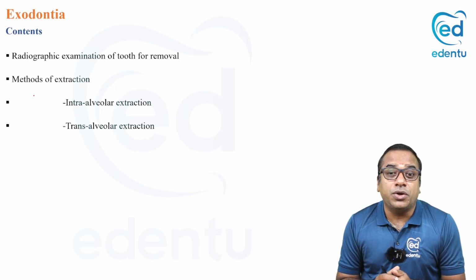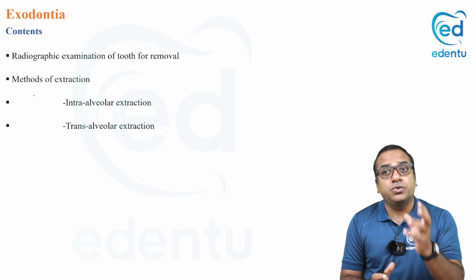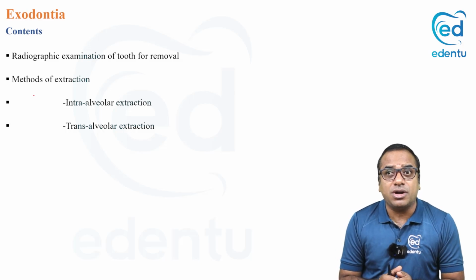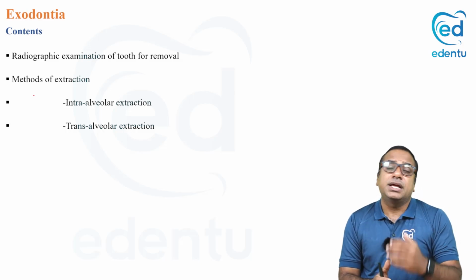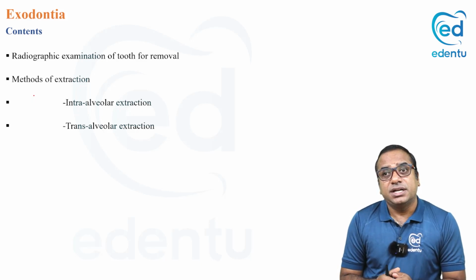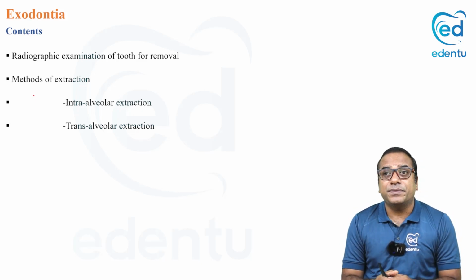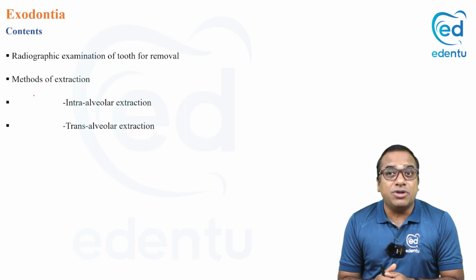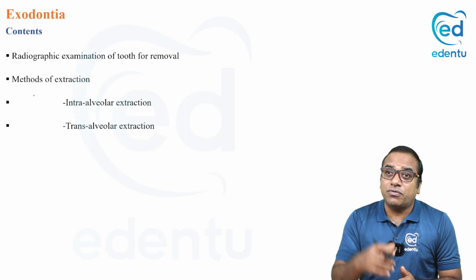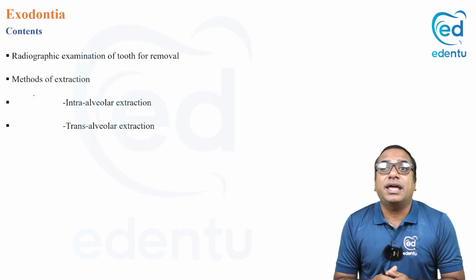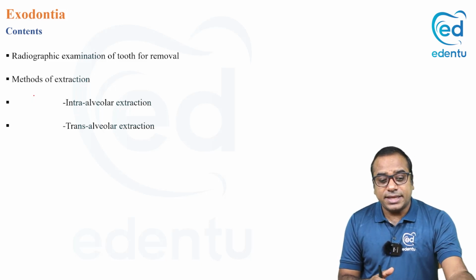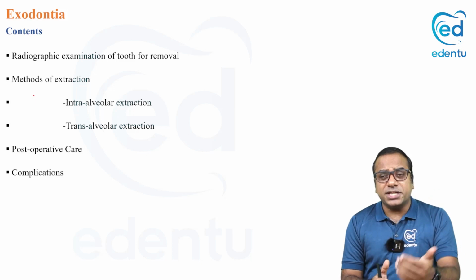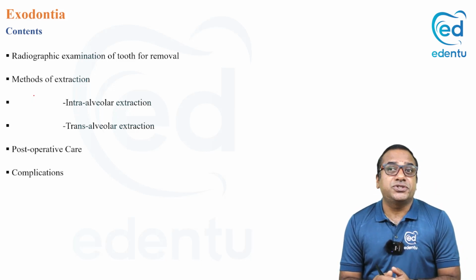After discussing that, we will go into the radiographic examination of the tooth which is indicated for removal. So based on the radiograph, whether the tooth has to go for extraction or not, we will be discussing there. Then we will discuss the methods of extraction. Extraction can be done by two methods, that is open method and closed method. The open method is called the transalveolar method, and the closed method, what we do with forceps, is called the intraalveolar extraction method. Then once the tooth is extracted, we will discuss the post-operative care, what medications to be given, what instructions the patient should follow.